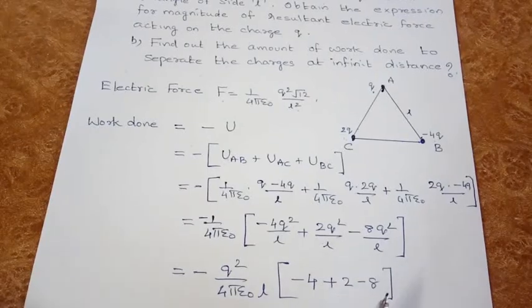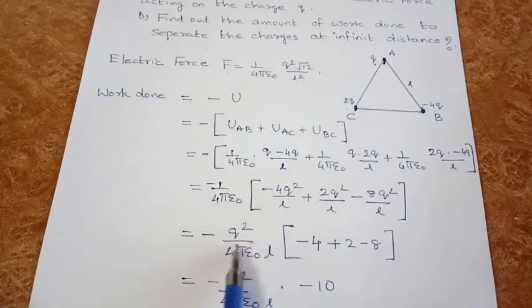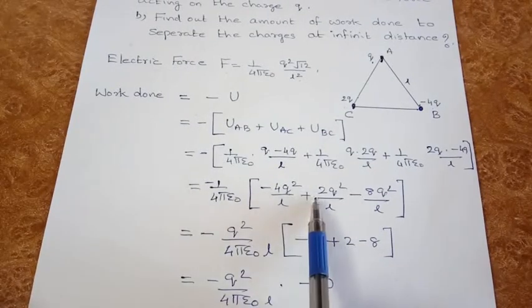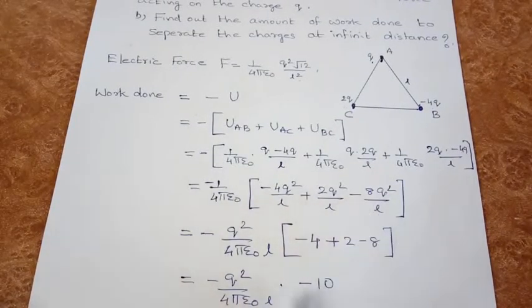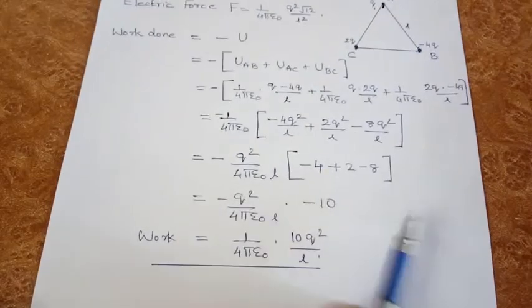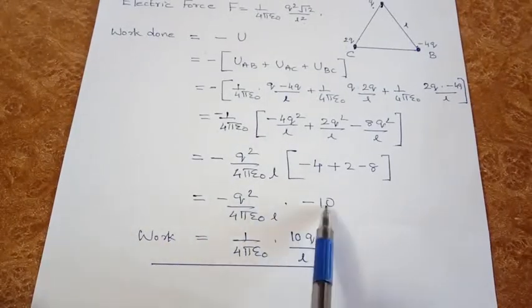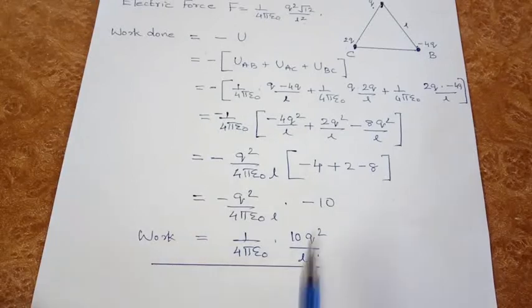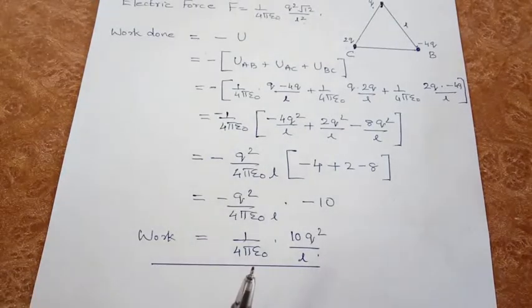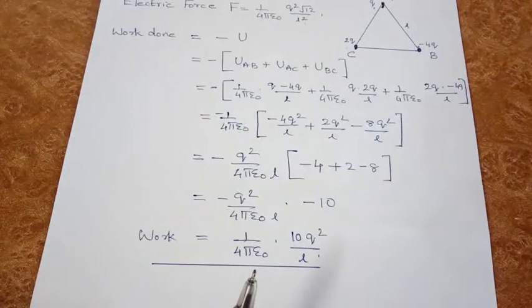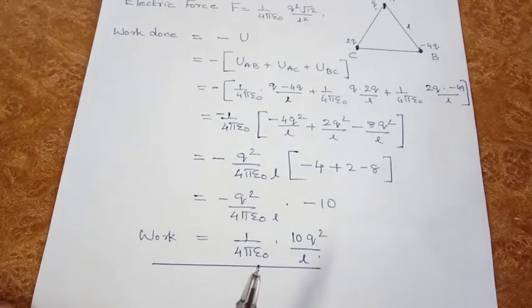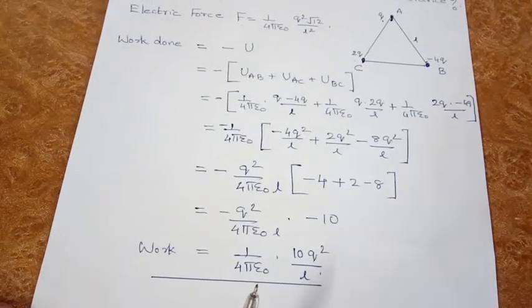And in the next step you can take q square by L also outside, and what remains inside the bracket will be minus 4 plus 2 minus 8, so that will be minus 10. Therefore, the result will be 1 by 4 pi epsilon 0 10 q square divided by L. So this much work should be given by the external agent, then only this arrangement of three charges can be separated to infinite distance.